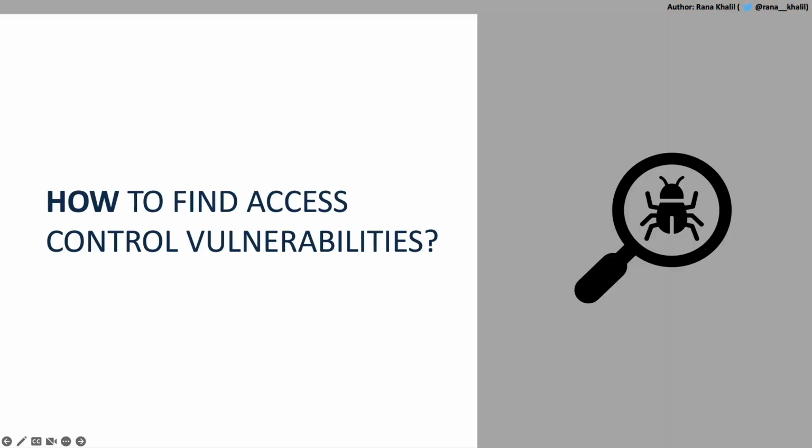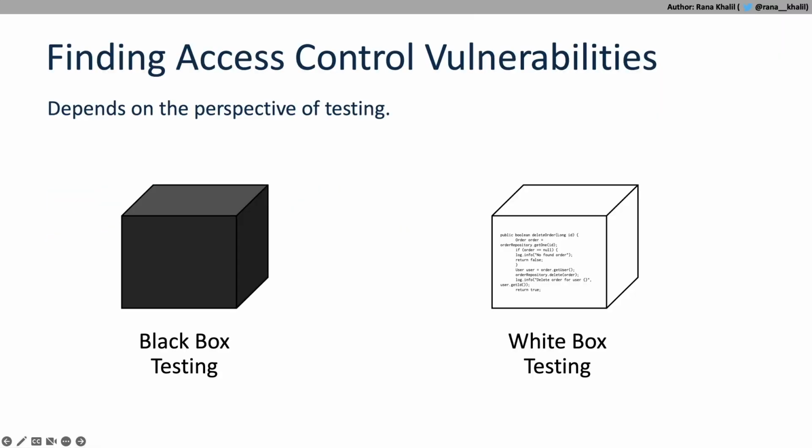Alright, in the past couple of slides, we discussed what broken access control is, the different types of access control vulnerabilities, the impact of access control vulnerabilities, and how common and critical these types of vulnerabilities can be. In this section, we'll discuss how to find access control vulnerabilities. So imagine you've been given an application and asked to test it. How would you go about testing this application to see if it's vulnerable? I've decided to split this section into two categories depending on the perspective of testing. The two categories are black box testing and white box testing.